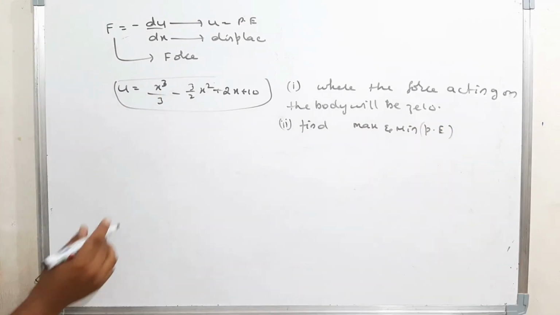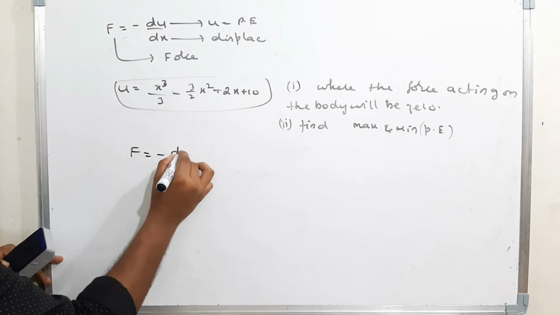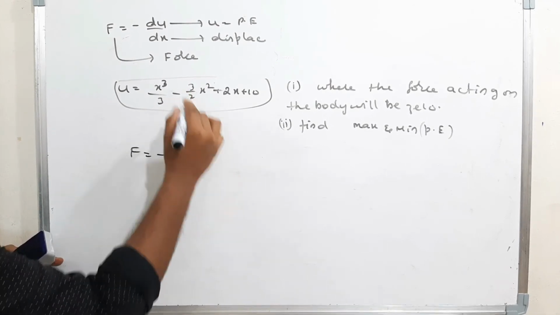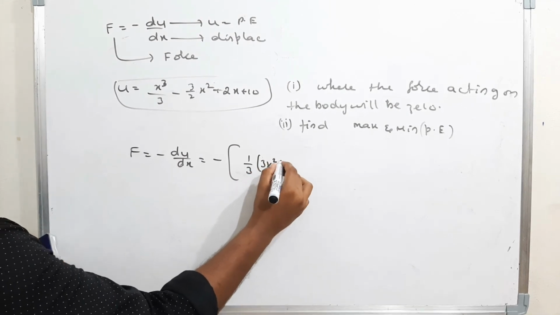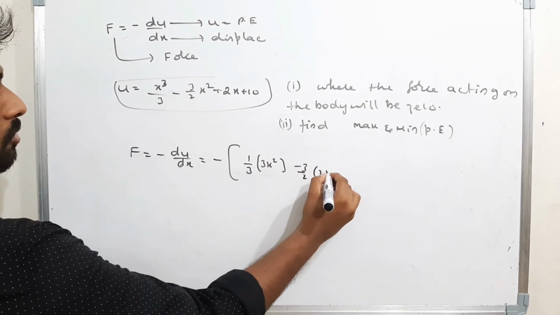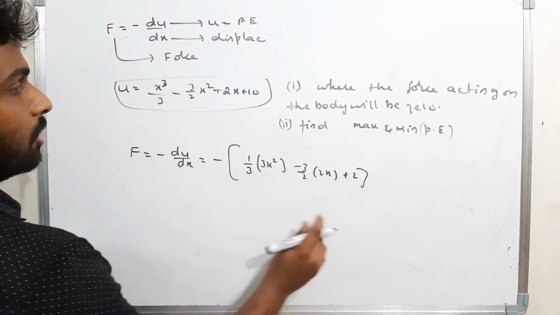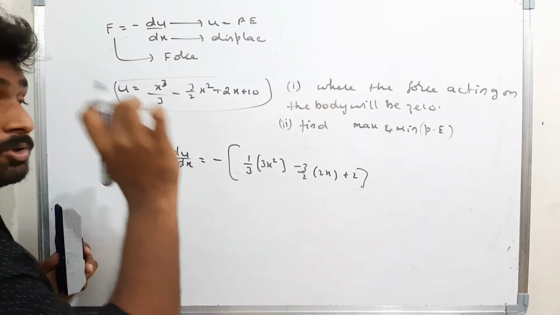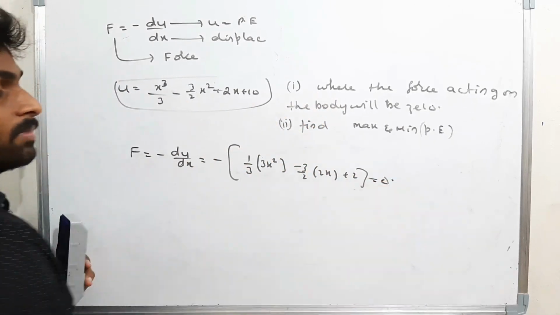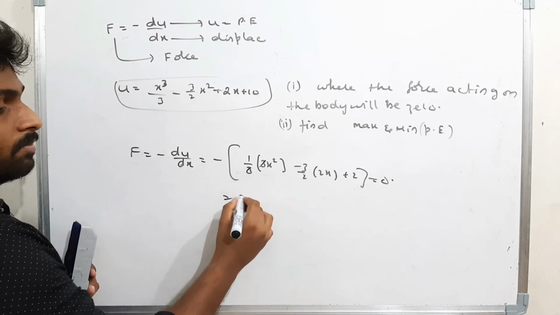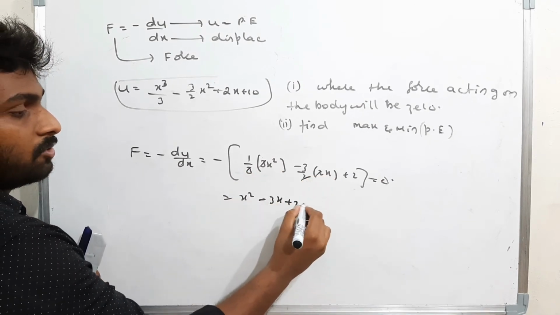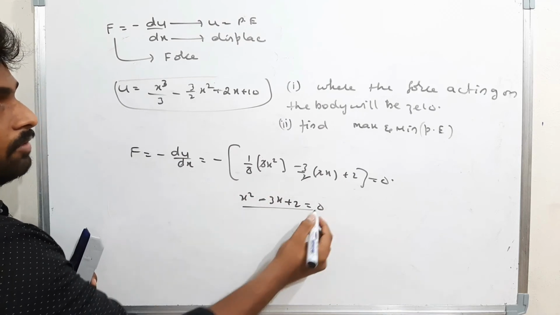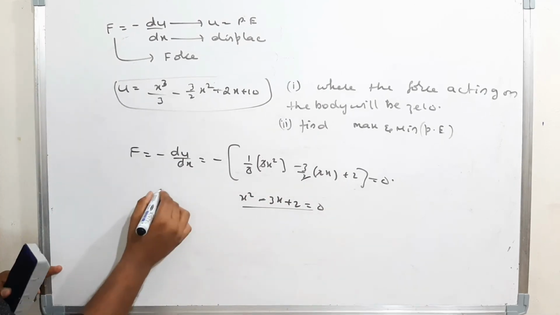Now do it. F is equal to minus du by dx. Now differentiate it. What is that? 1 by 3 times 3x square, minus 3 by 2 times 2x, plus 2. Now they told us where the force acting on the body will be 0. That means keep F is equal to 0. What do you get? x square minus 3x plus 2 equal to 0. Therefore equate it and find the values of x.